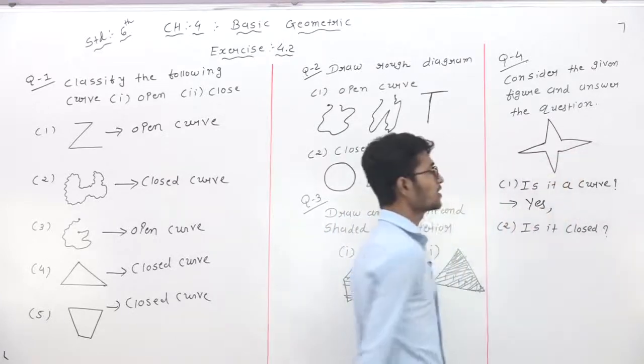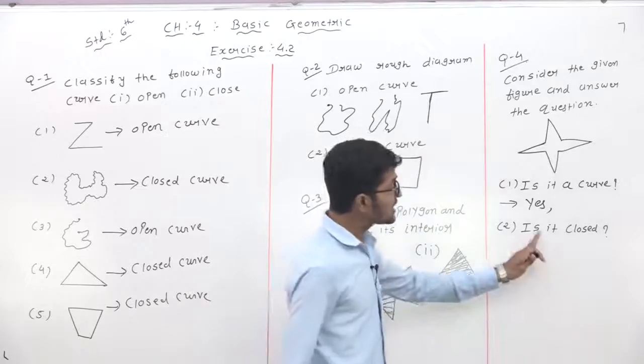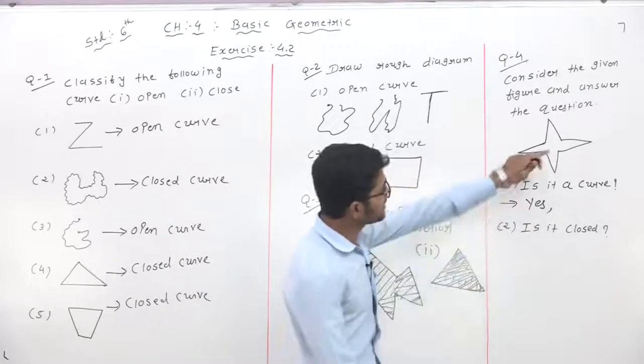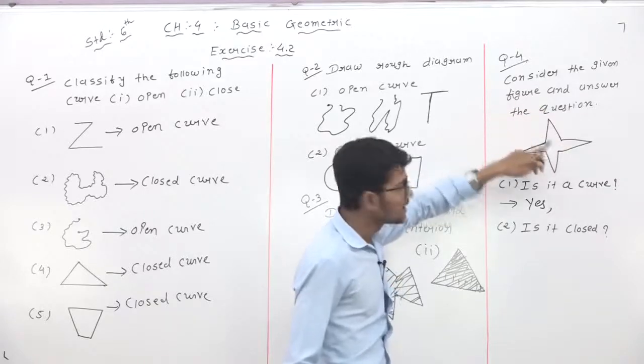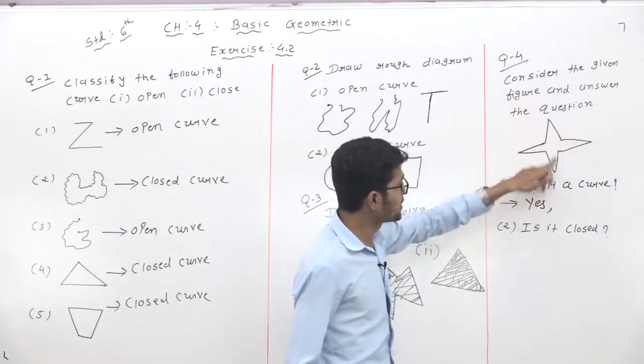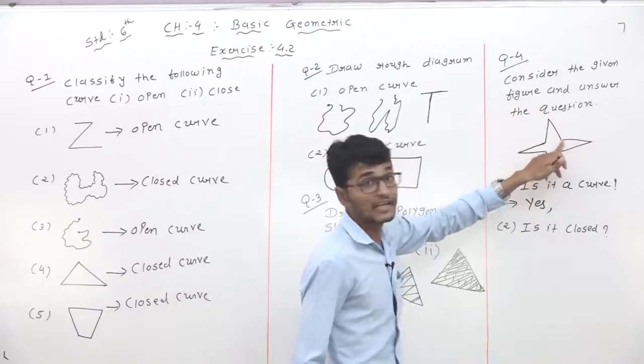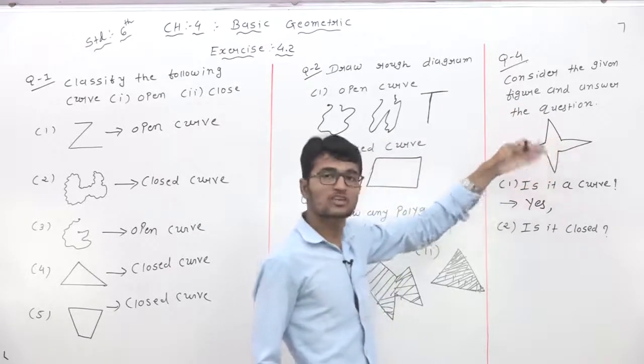Is it a curve? Yes. Now our second question, is it closed? Here, dear students, it is a closed curve. Here is the starting point, then here, and here. The starting point is this, and the ending point is also this. So this one is a closed curve.